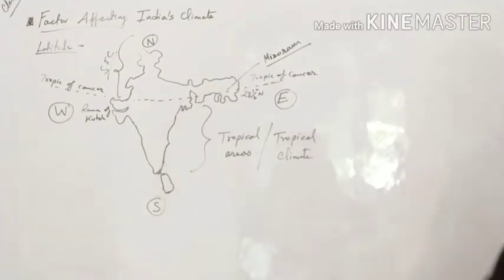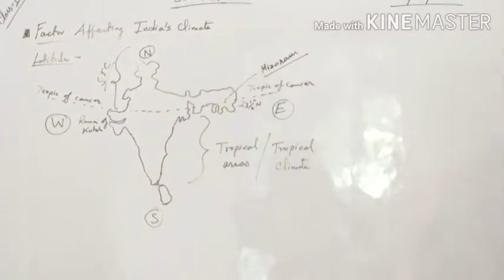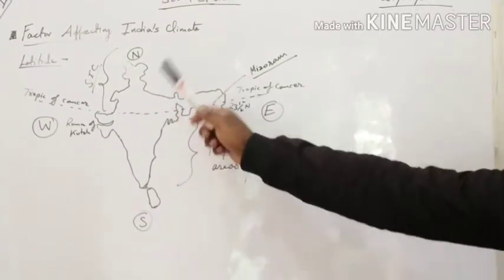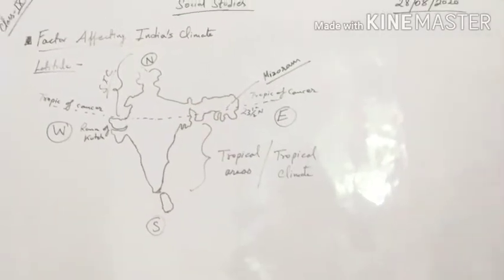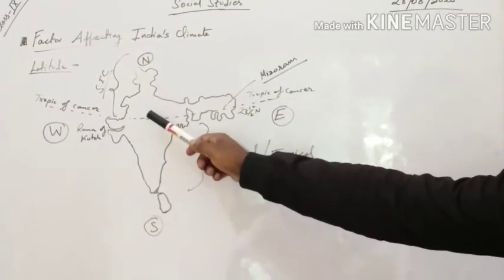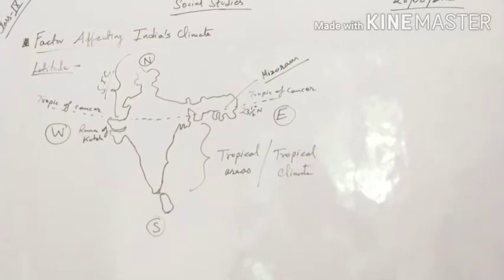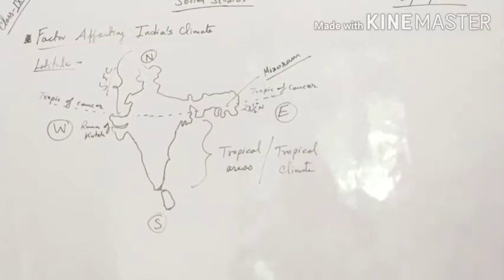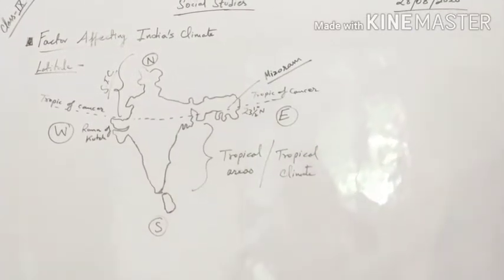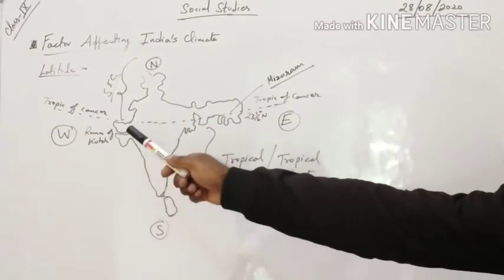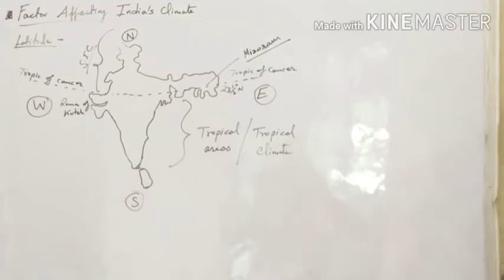So from here you can understand that whichever portion of the land lies above the Tropic of Cancer in our country has a subtropical climate, whereas the portion of the land towards the south of the Tropic of Cancer experiences a tropical climate. Here the Tropic of Cancer runs through the middle of our country. It runs from the Rann of Kutch in the west to Mizoram in the east.